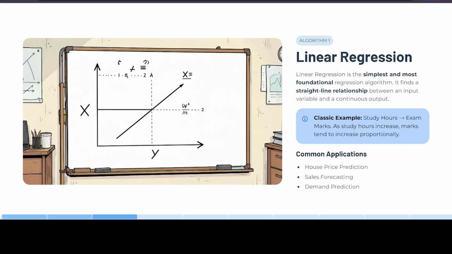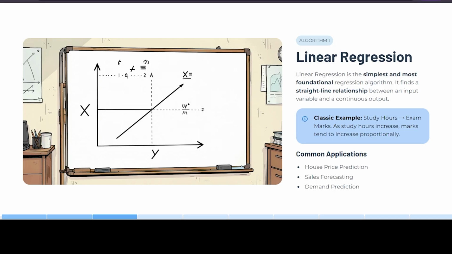The linear regression learns this relationship. Now suppose a new student studies for 5 hours. The model says, based on the previous pattern, 2 hours means 50%, 4 hours means 70%, 6 hours means 90%, so 5 hours will be around 80% of marks. See what happened. The model didn't memorize the answers. It learned the relationship between study hours and marks, and then predicted a new value. That's how linear regression works.